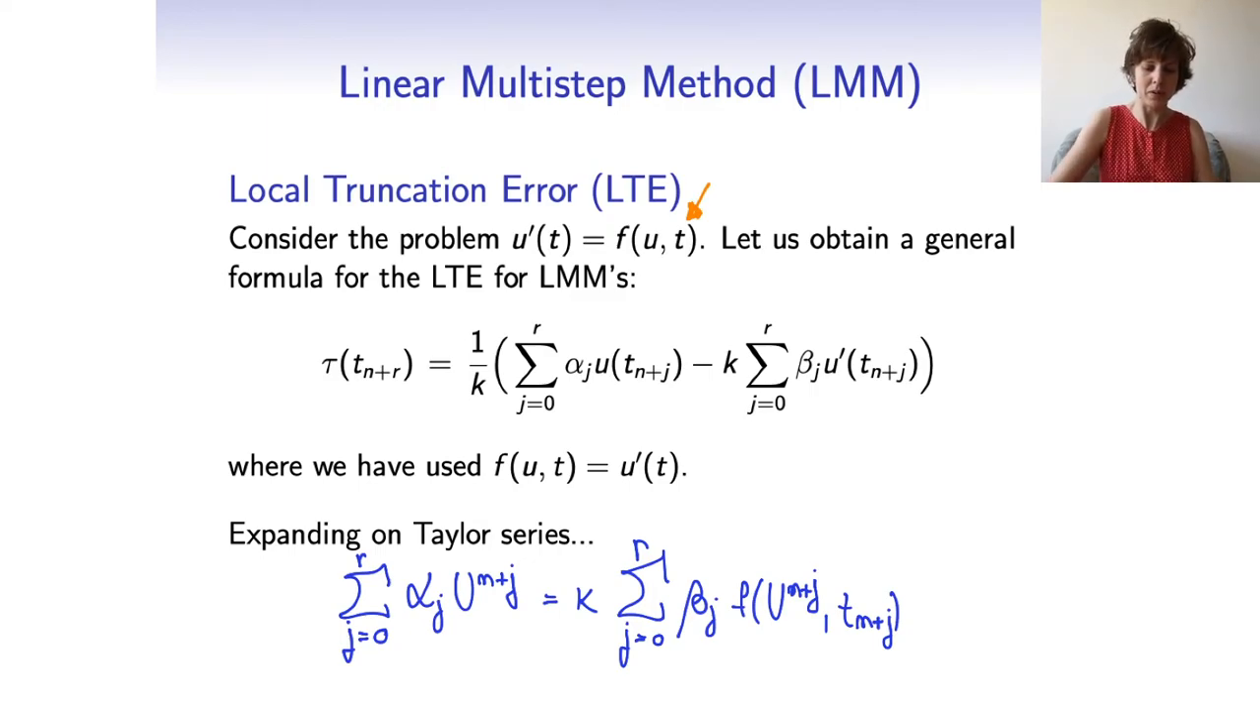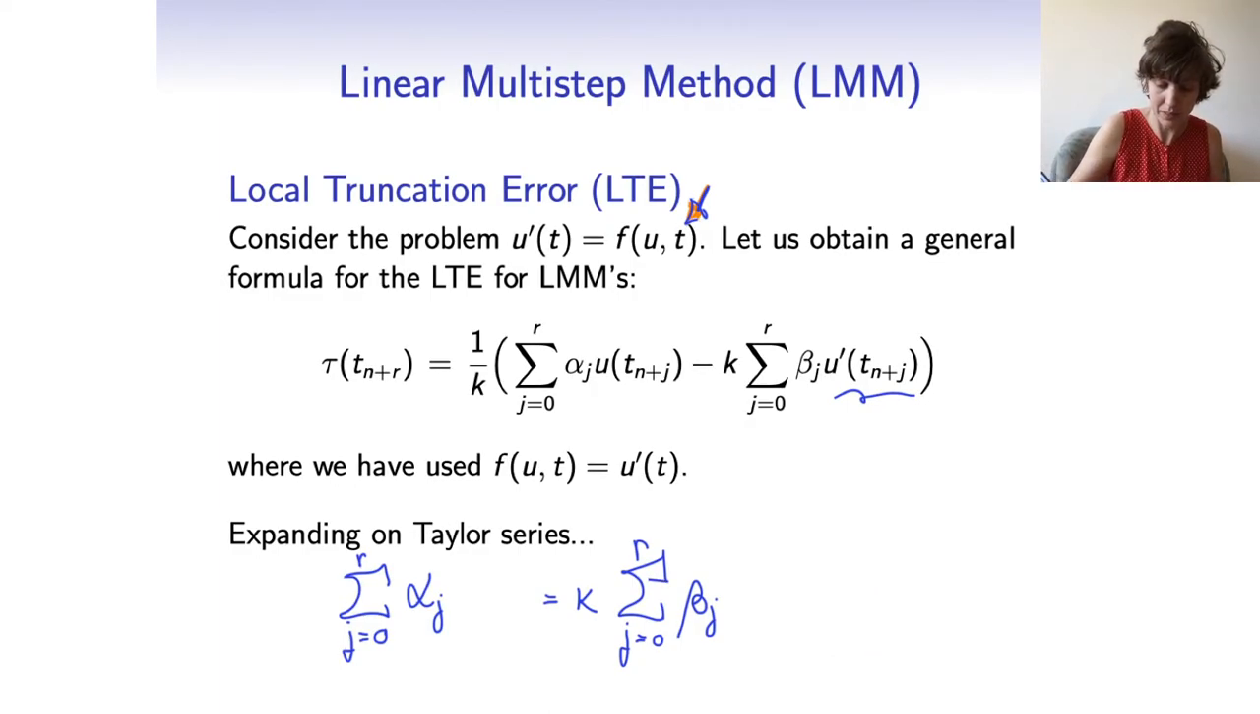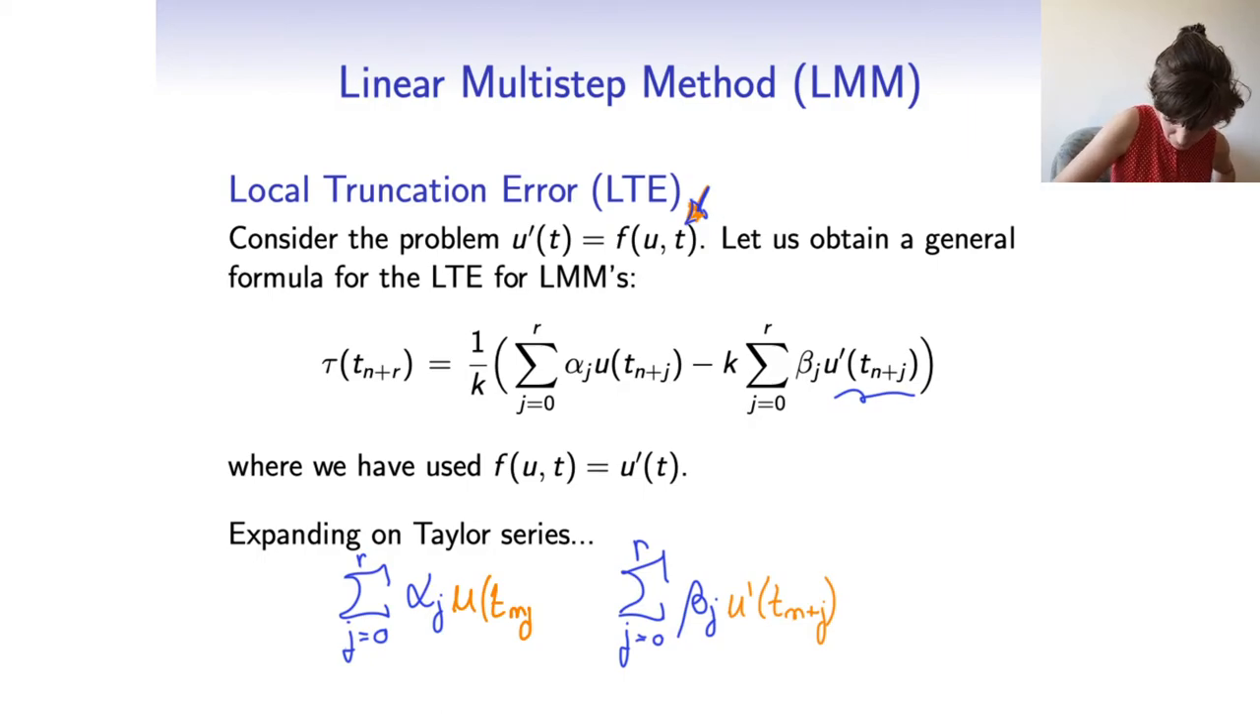But remember that the original problem is given like this, so we can just substitute this term by this, and we substitute here the exact solution for our problem. So here it will be u prime of tn plus j, okay, and here u of tn plus j, just minus this, there is a k here.